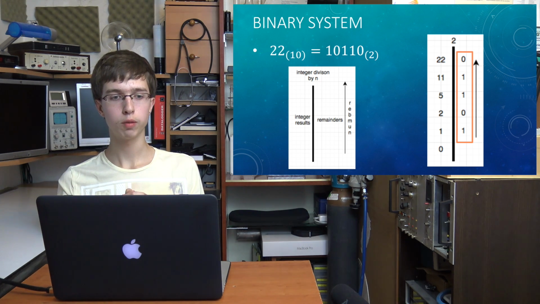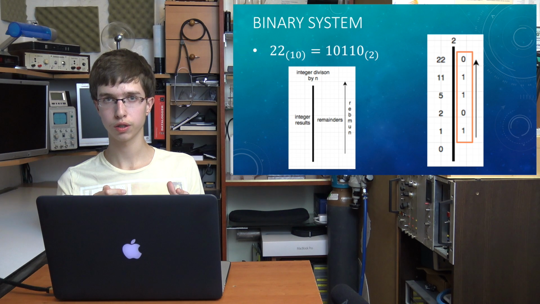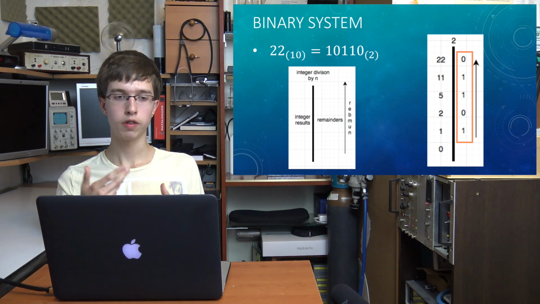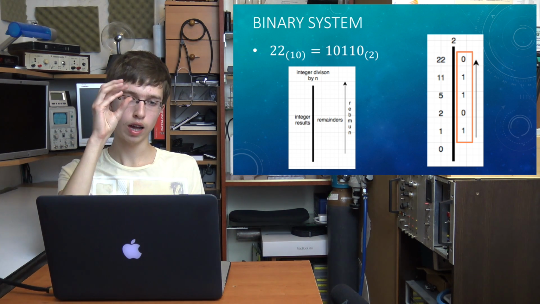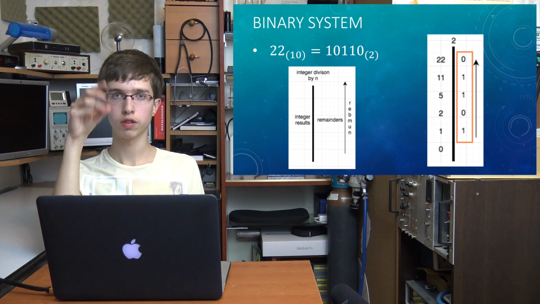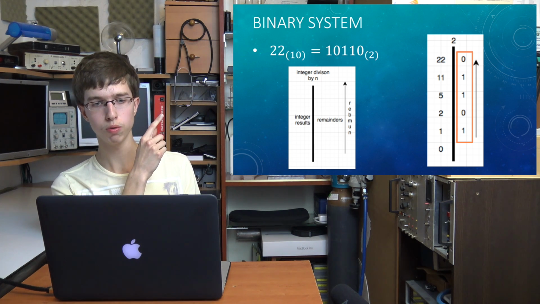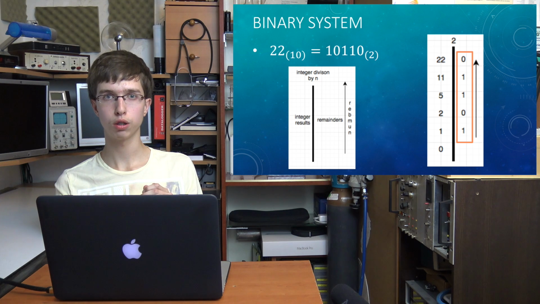So, we divide by 2, but it is integer division, so there is no fractional part, we discard it. The first step is to put that number onto the upper left part of this vertical line. So here we have 22, and now 22 divided by 2 is 11.